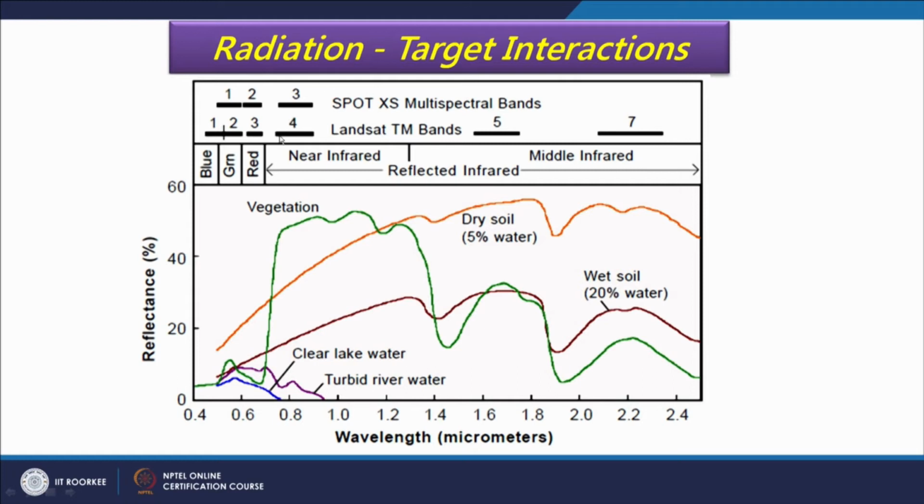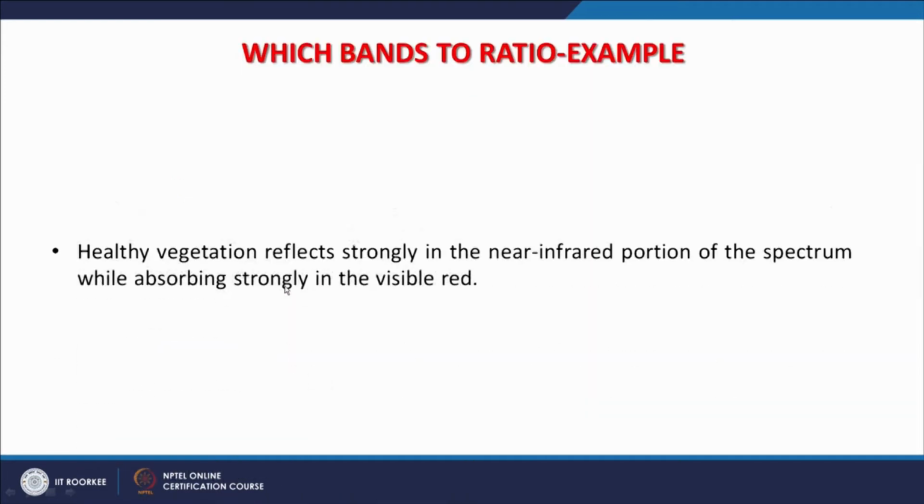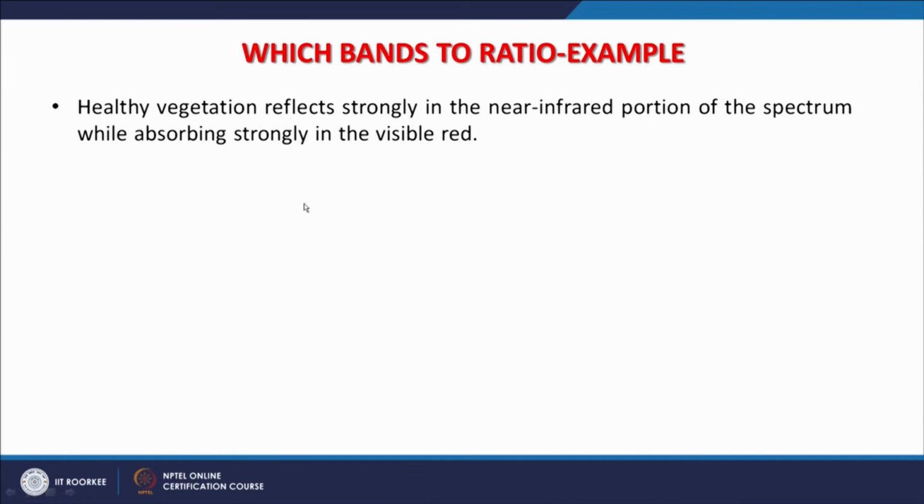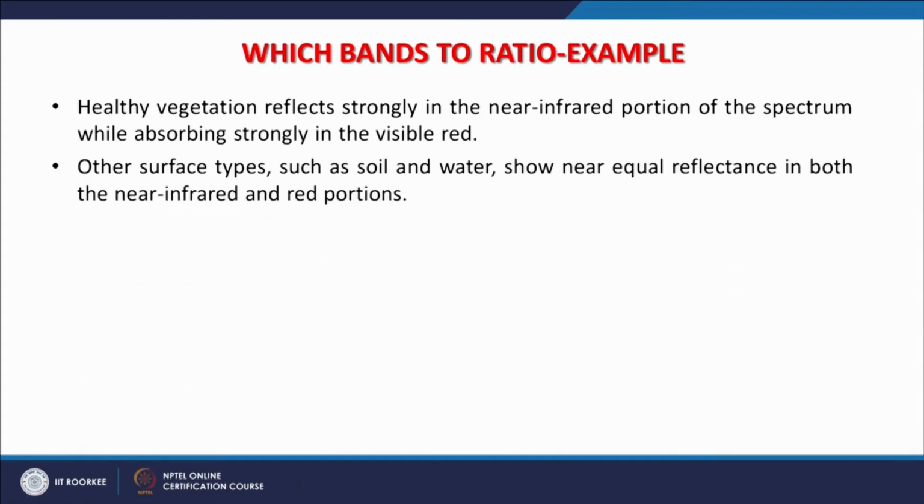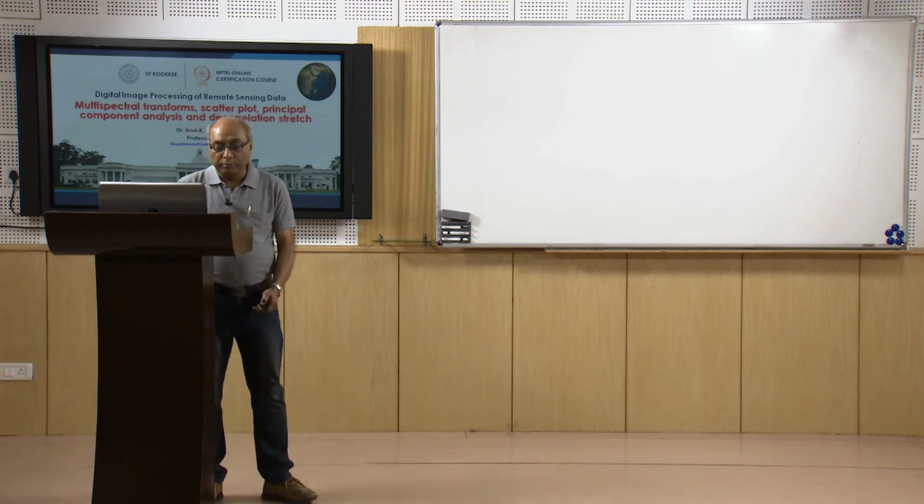TM band 4, whereas in the red band of Landsat TM, that is band 3, you do not have much reflection. This is what I mean: healthy vegetation reflects strongly in the near infrared portion of the spectrum while absorbing strongly in the visible red, and because of this sharp curve we can exploit it. Other surface types such as soil and water have near equal reflectance in both near infrared and red portions.